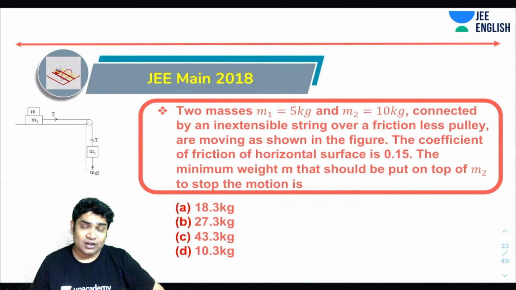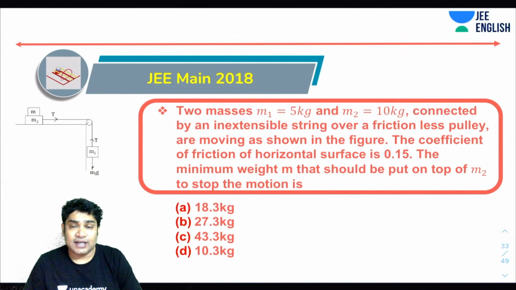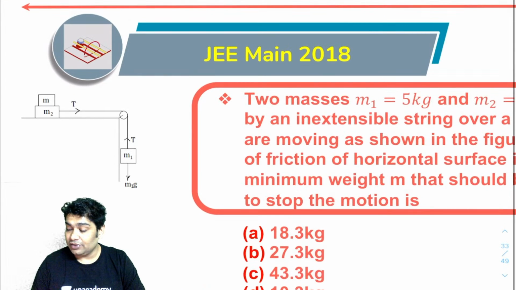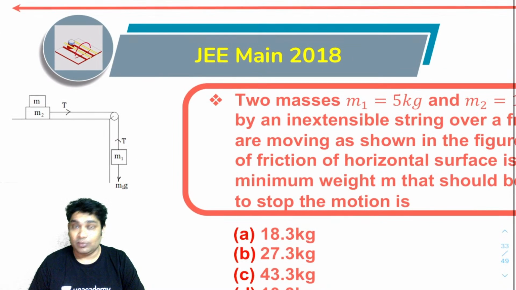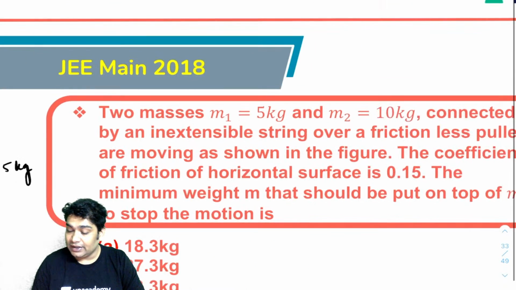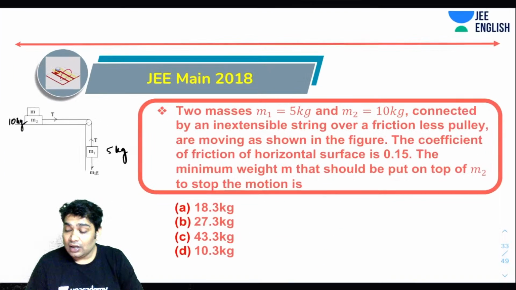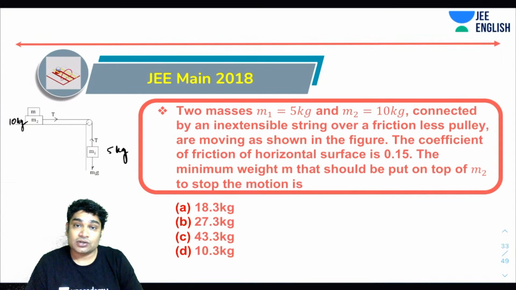All right, let's take a look at another question which was asked in JEE Mains 2018. So here you've been told two masses, M1 and M2, M1 being 5 kg and M2 being 10 kg, are connected by an inextensible string over a frictionless pulley.